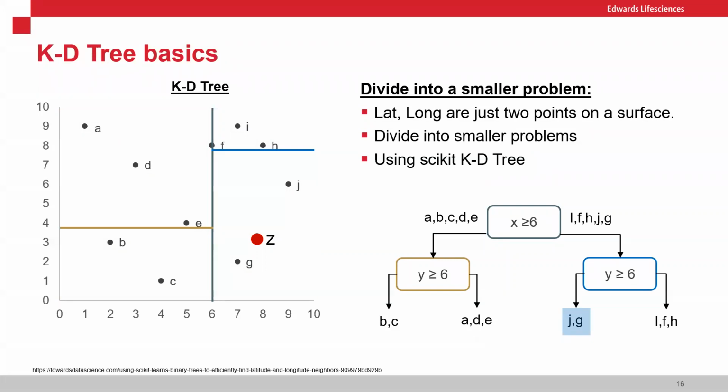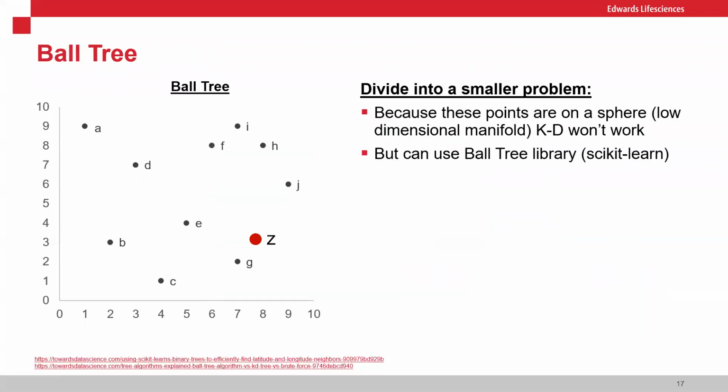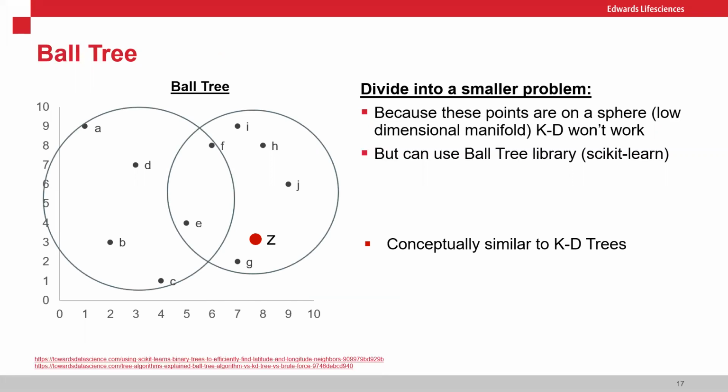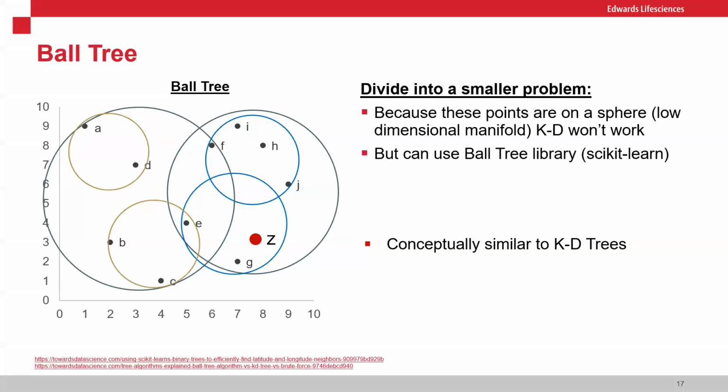KD trees will not work in a hyperdimensional space. Because we're on a sphere, it won't work, but a ball tree does basically the same thing. The tree is like the KD tree, and the ball is that instead spheres are drawn, and then the Haversine equation is applied to figure out which is the closest based upon the location of these circles within a circle within a circle.